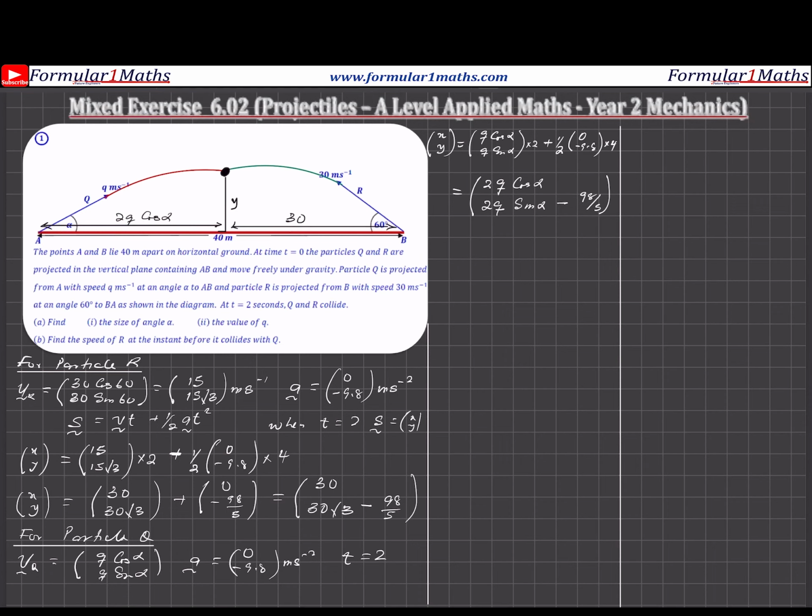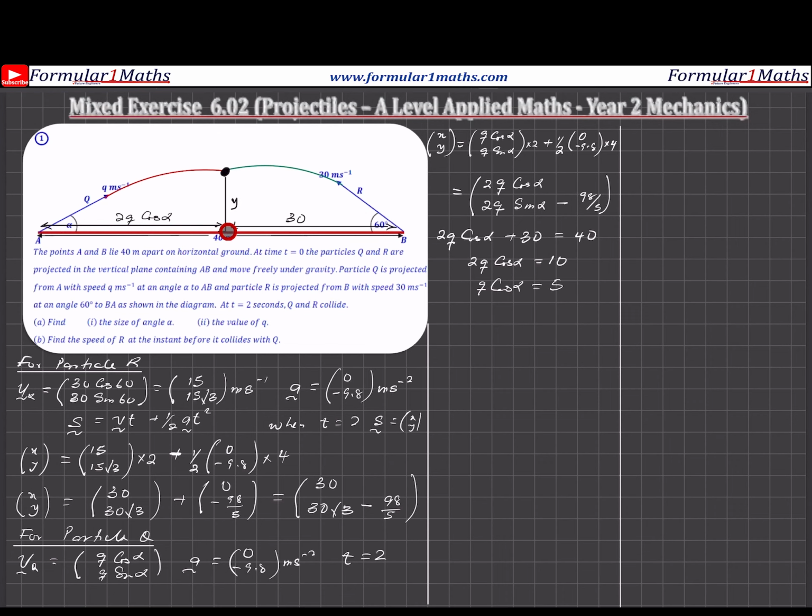So we can now say 2q cos alpha plus 30 will give us 40. That means 2q cos alpha is equal to 40 minus 30, that would be 10. If I divide everything by 2, I'm going to get q cos alpha is equal to 5.